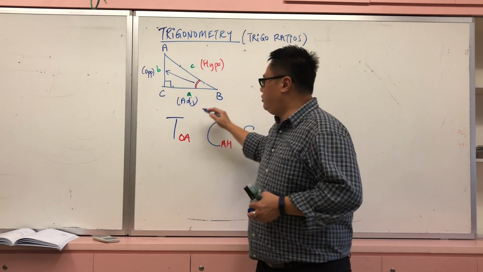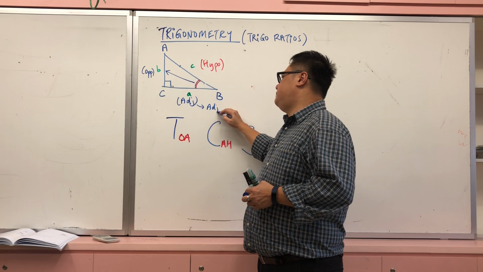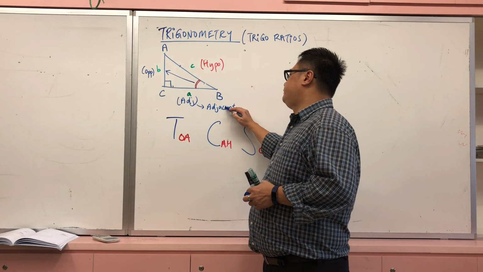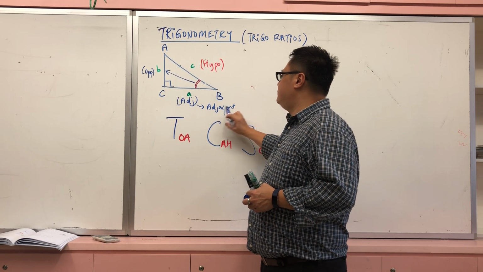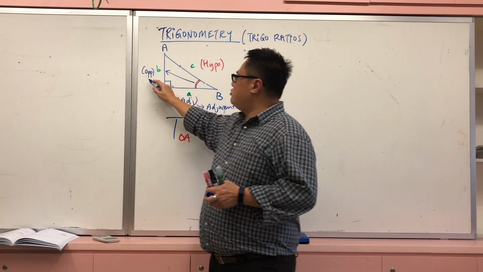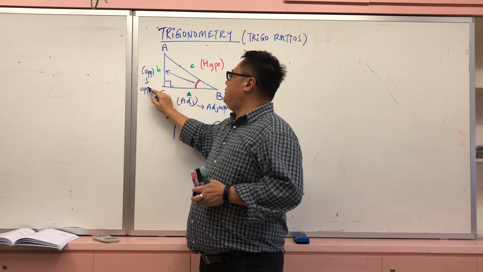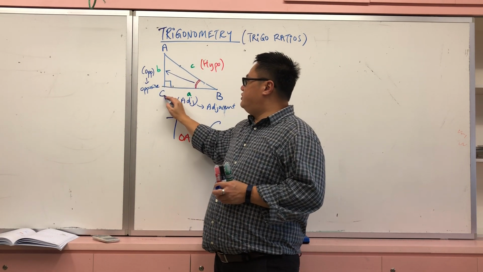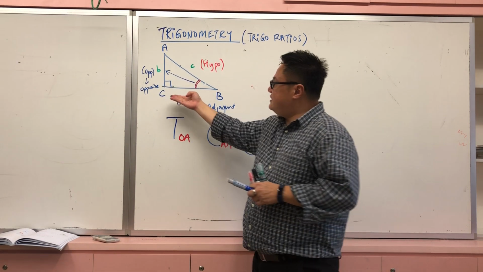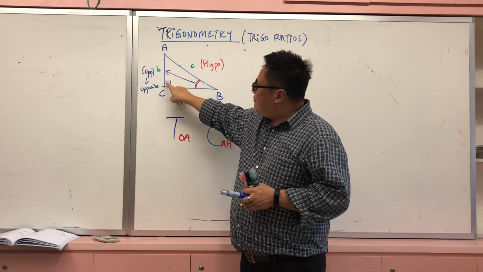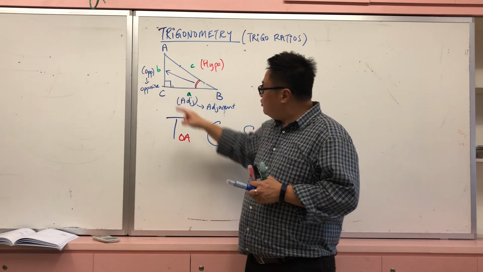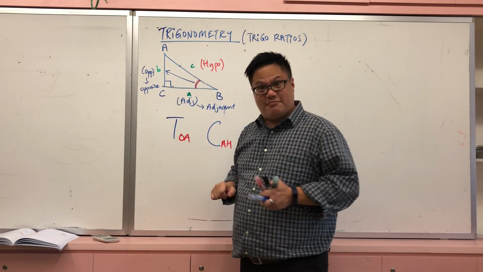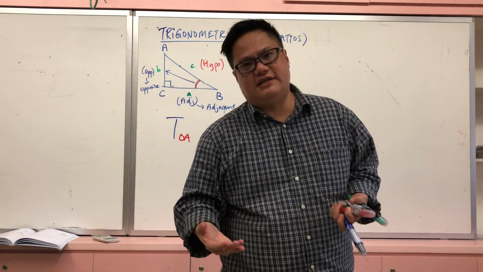Adjacent, ADJ for short. The whole name is spelled as adjacent. This one is opposite, OPPOSITE. So what is adjacent? Adjacent is the line where the right angle and the reference angle sit on. It's the only line that touches both of them at the same time.